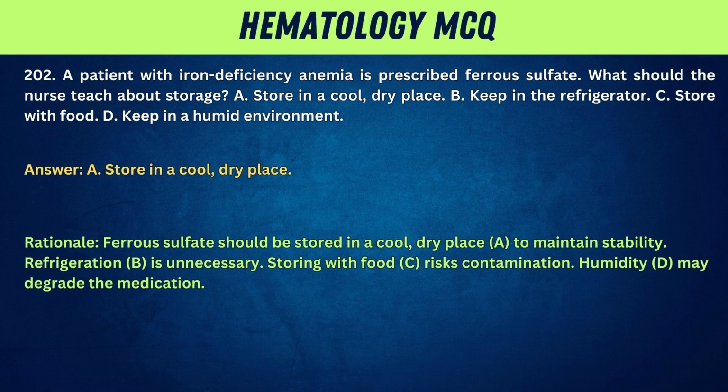202. A patient with iron deficiency anemia is prescribed ferrous sulfate. What should the nurse teach about storage? A. Store in a cool, dry place. B. Keep in a refrigerator. C. Store with food. D. Keep in a humid environment.